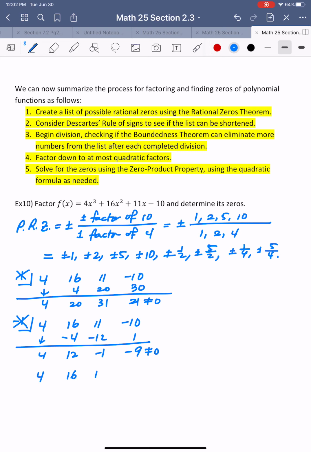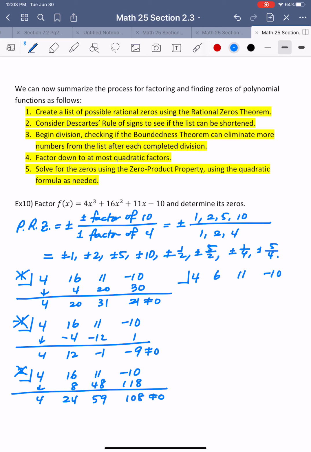4, 16, 11, negative 10. And then let's try the 2, which is 4, 8, 24, 48, and 59. Twice that is 118, which gives 108, which is not going to be a zero, so 2 is not. 4, 16, 11, and negative 10.